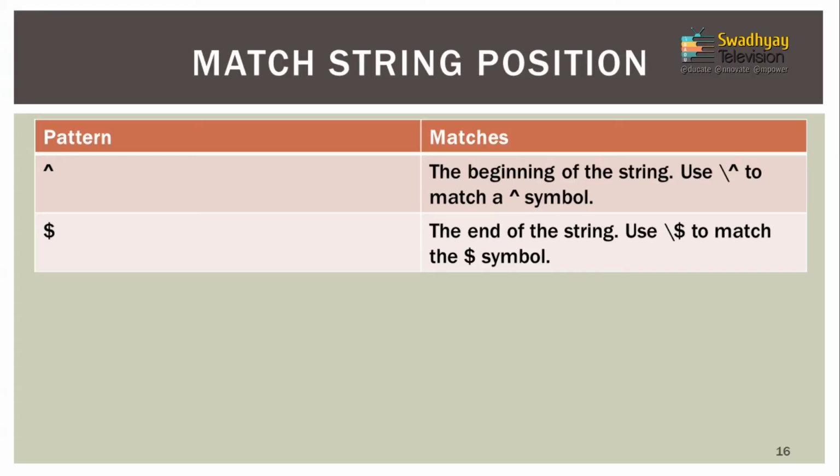These two patterns are caret symbol and dollar symbol. Caret symbol is used to match the beginning of a string. You can use backslash caret to match a caret symbol because backslash has a special meaning as I said earlier. So, backslash and caret is used to match a caret symbol. Dollar symbol is used to match at the end of the string. You can use backslash dollar to match a dollar symbol because backslash has a special meaning.